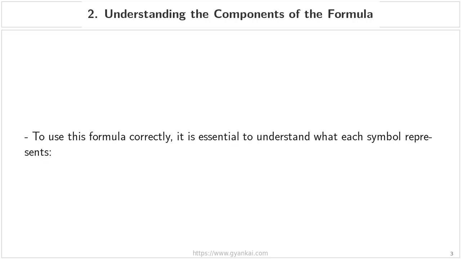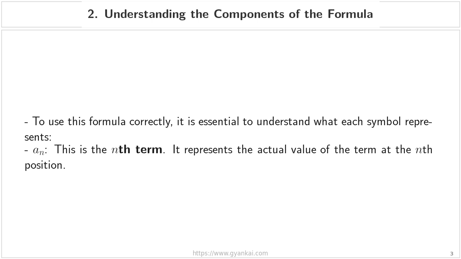2. Understanding the components of the formula. Now that we have introduced the formula, let's take a closer look at the mechanics behind it. To use this formula correctly and avoid any confusion, it is essential that we understand exactly what each symbol represents. First, we have a sub n, which we call the nth term. It is important to distinguish this from the position itself. This represents the actual numerical value of the term sitting at the nth position in our sequence.